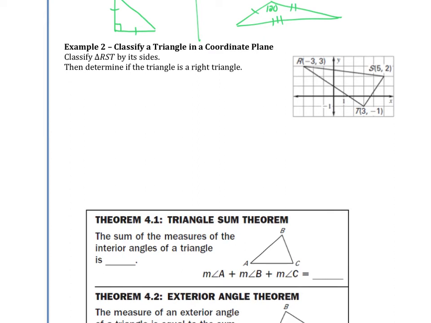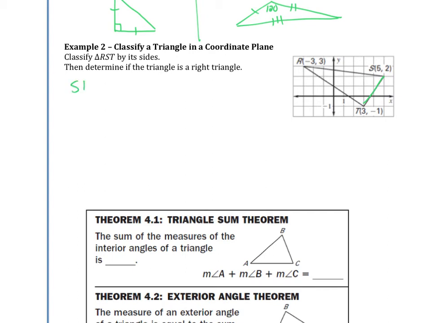All right, example 2. We are going to classify the triangle in the coordinate plane. We're going to determine if the triangle is a right triangle. We're going to classify it by its sides. So I'm going to quickly run through how you do this, even though we're not going to do it a ton. But if we're given a triangle in a coordinate plane, we can find all the sides by using the distance formula.